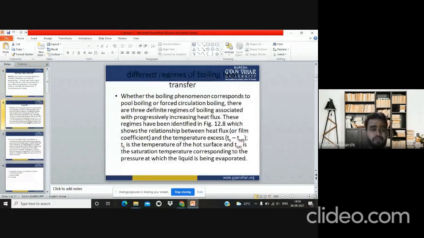Different regimes of boiling heat transfer. The boiling phenomenon corresponds to pool boiling. There are three different types of boiling associated with progressively increasing heat flux, identified in figure 12.8, which shows the relationship between heat flux or boiling coefficient and the temperature axis Ts minus T saturated. Ts is the temperature of the hot surface and T saturated is the saturation temperature corresponding to the pressure at which the liquid is being evaporated.